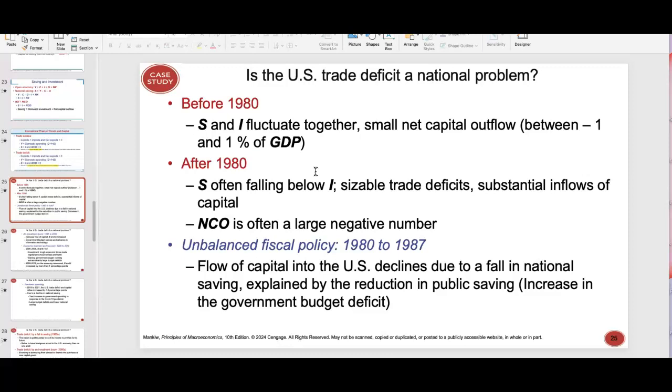So we had sizable trade deficits and an inflow of capital, foreign investments in the US, basically. And so our net capital outflow was a large negative number. If we have a large trade deficit, then we're going to have a large negative net capital outflow. So in the 1980s, through the 80s, we had an unbalanced fiscal policy. What does that mean? We had a fall in national savings. Why? Because we had an increase in the budget deficit.